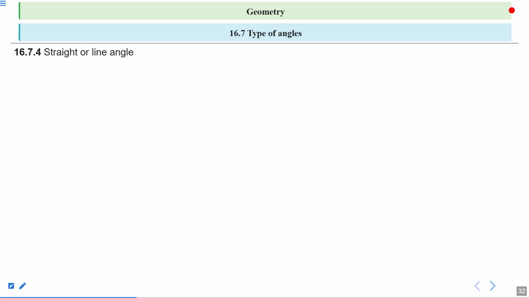Next one is straight or line angle. So this is the diagram of a straight angle where theta is always 180 degrees.